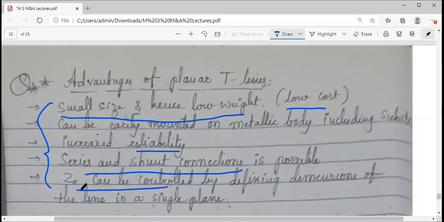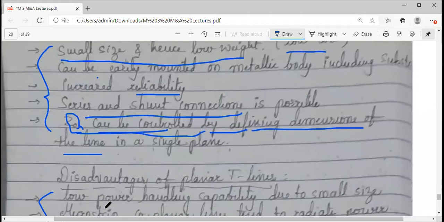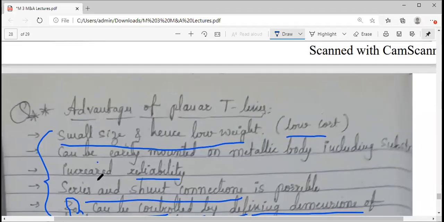And the Z0 value, as I told you, most of the parameters are dependent on the geometry. The substrate you are using, the strip thickness and width, those affect the value of characteristic impedance as well as the attenuation. So how can you control Z0? By just choosing the proper dimensions of the line. Some of the advantages, try to understand them.